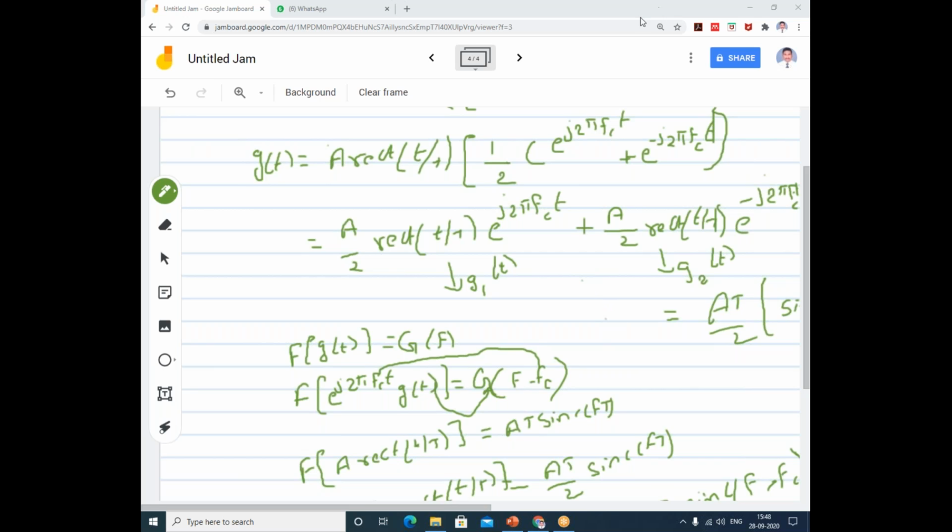Yeah, Nikita, okay. This is how you can find this property.